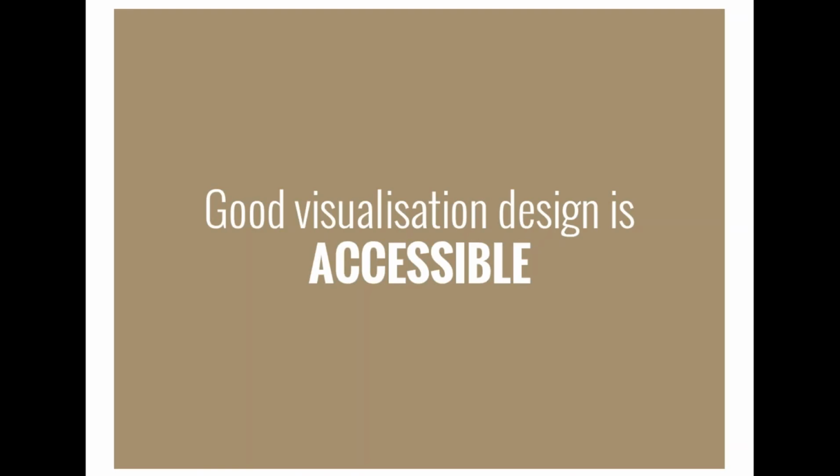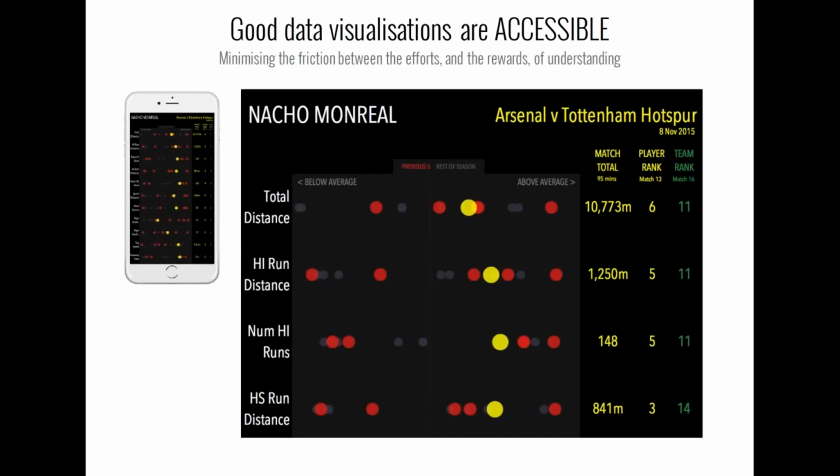The second principle is good visualization design is accessible. And this is about trying to minimize friction of the reader between the act of reading and the reward of understanding. And so it's about designing your visualization to make sure that the key things stand out and the things that are of less importance are perhaps pushed more into the background. If everything shouts, nothing's heard.